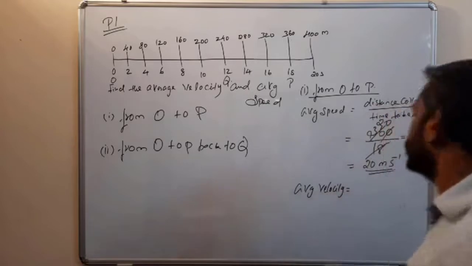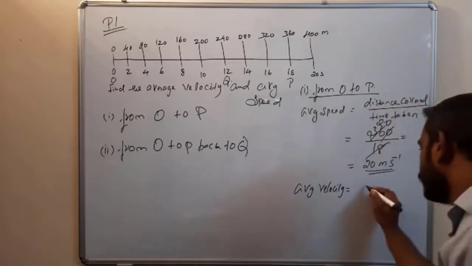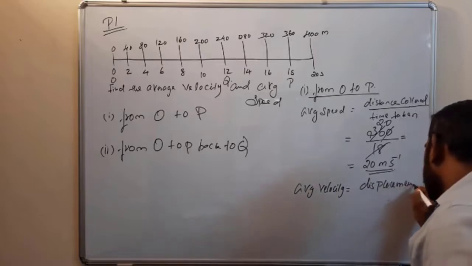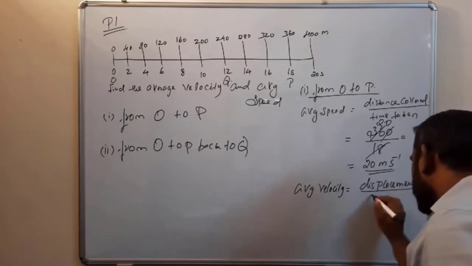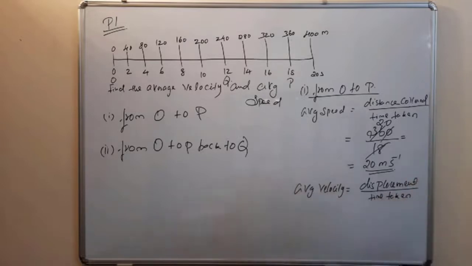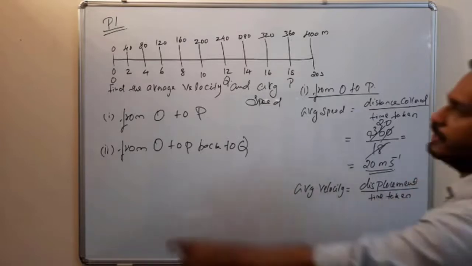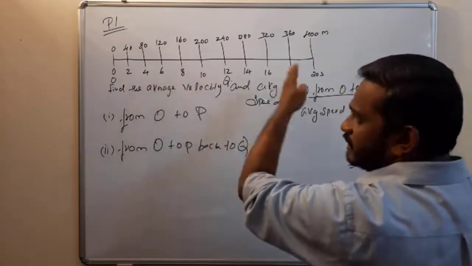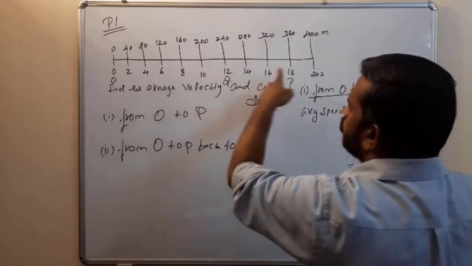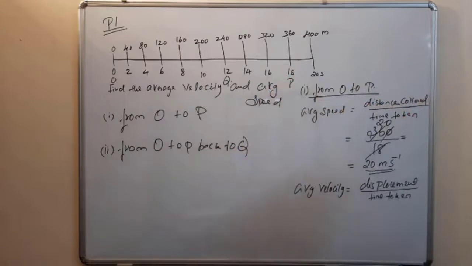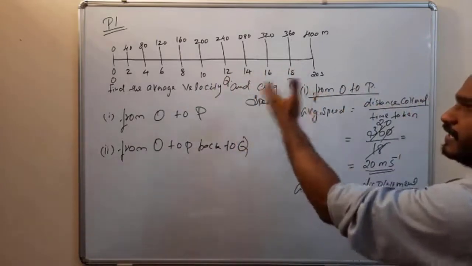Average velocity is equal to displacement by time taken. So here, what is the displacement? It is from O to this point P. So what is the displacement? That's equal to, we are considering the displacement in the rightward direction.